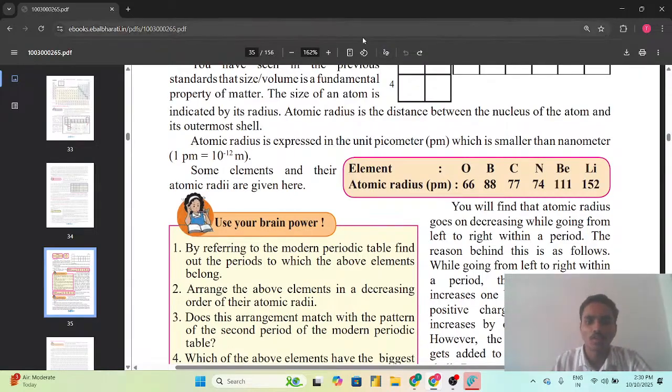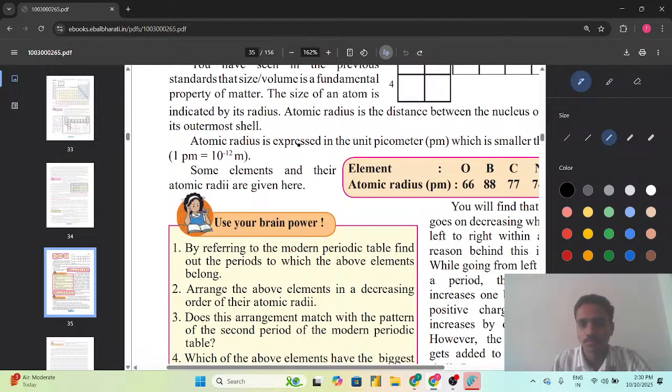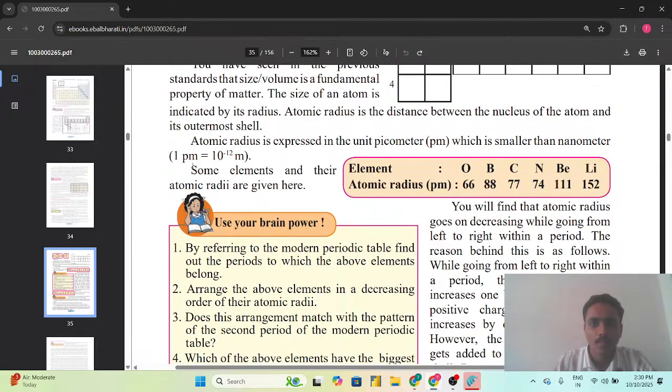These go in multiples of 10 raised to 3. As we have seen, 10 raised to 1 is deca, then 10 raised to 3, then 10 raised to 6, then 10 raised to 9. All the multiples of the indices are in multiples of 3. As picometer is a very small unit, it is 10 raised to minus 12 meter. This we have to keep in mind.